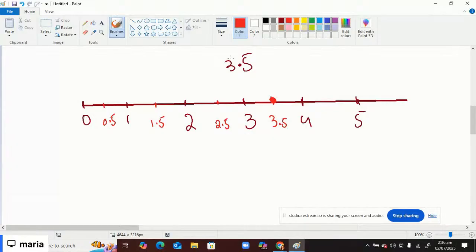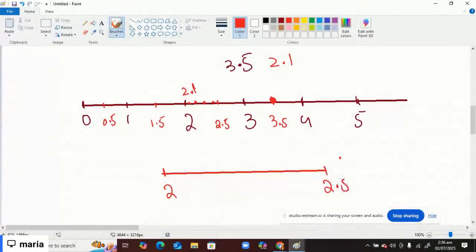If I'm going to draw 2.1, it means 2 and then here is 0.1. So this is 2.1. Then here is 2.2, 2.3, 2.4, and that is 2.5. When you check it this way, from 2 to 2.5, if this is 2 and here is 2.5, what is in the middle? 2, 2.1, 2.2, 2.3, 2.4, and then 2.5.